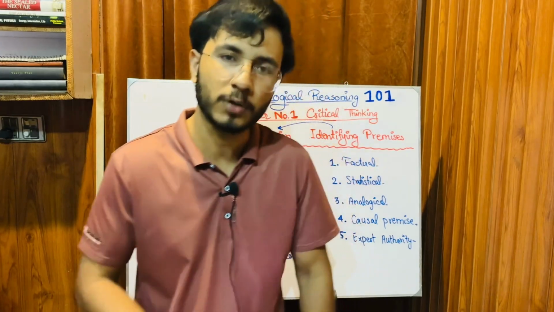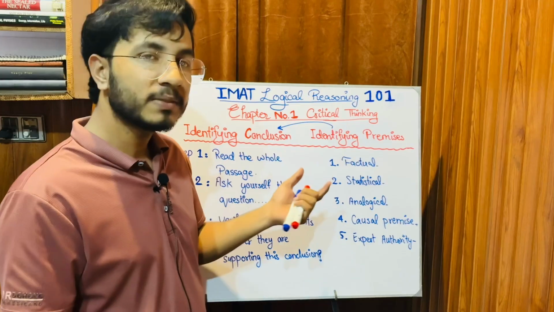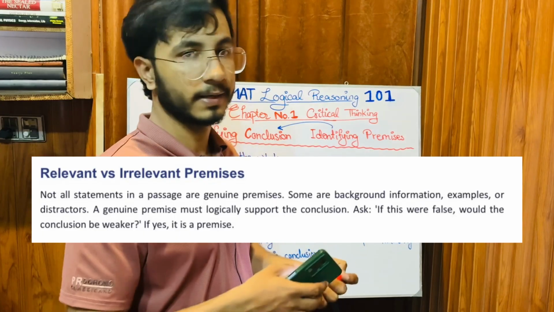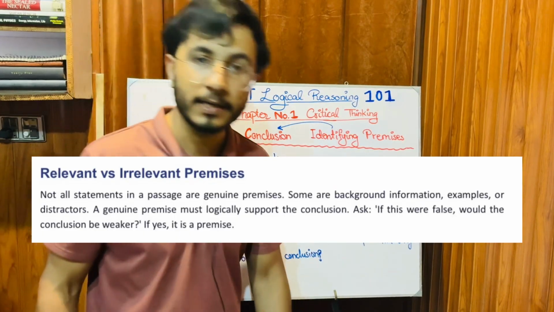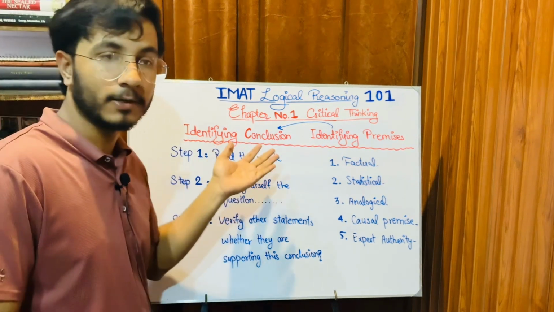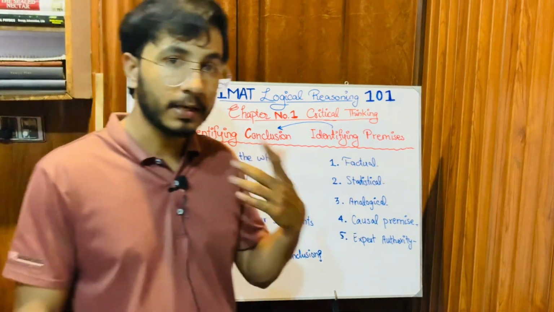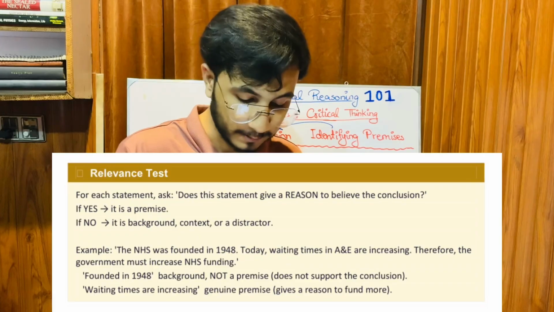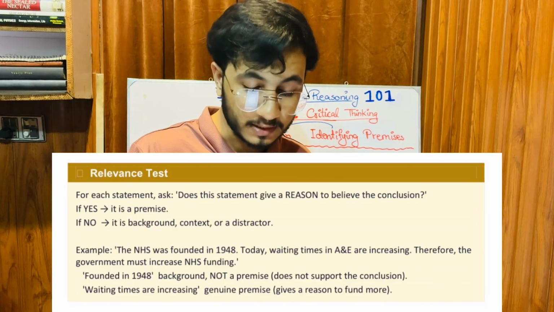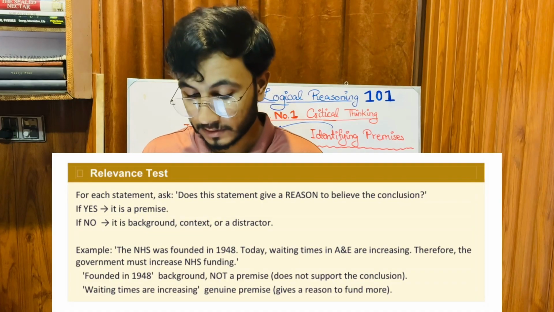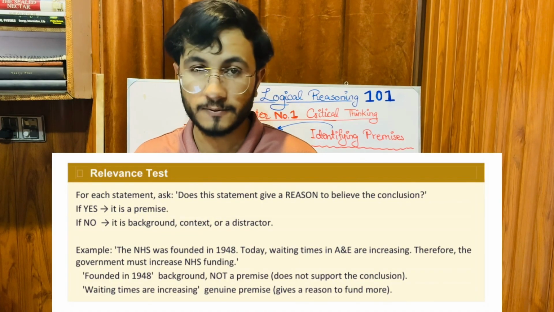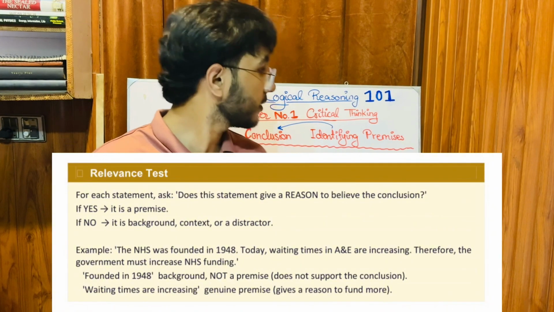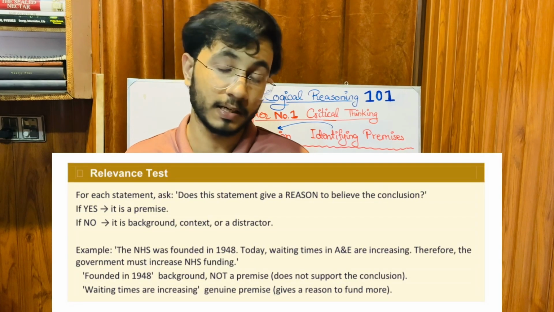There are other things you have to know: there are relevant premises and irrelevant premises. What is relevant and irrelevant? There might be some data given to you in the passage, but it might not be relevant to the conclusion. That is an irrelevant premise. And if it is relevant, then it is called a relevant premise. For the relevance test, ask each statement a question: does this statement give us a reason to believe the conclusion? If the answer is yes, then it is a relevant premise, and if the answer is no, then it is an irrelevant premise.